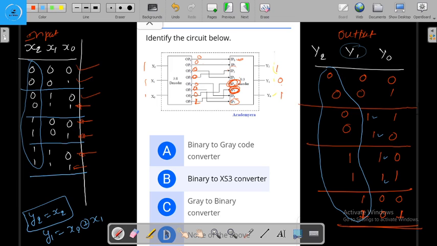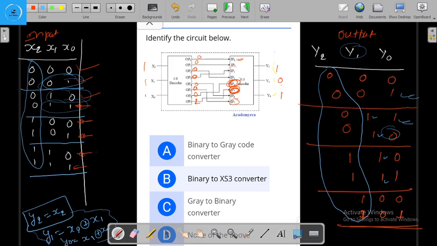Similarly, if we see this y0, here we are going to get 1. So 1 XOR 0 will be equal to 1. Here 1 XOR 0 will be equal to 1. Here 1 XOR 1 will be equal to 0. So similarly we will see that y0 will be equal to x1 XOR x0. So this Boolean function, for which type of code conversion are we going to get this Boolean function?